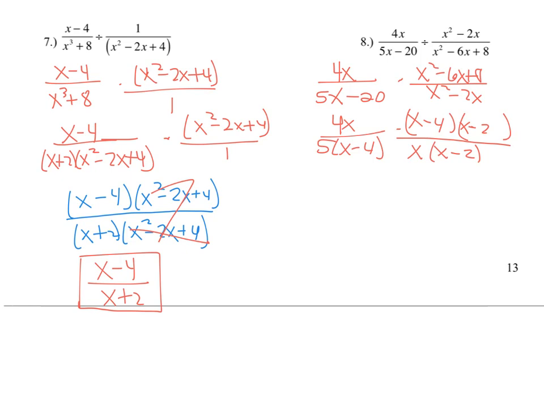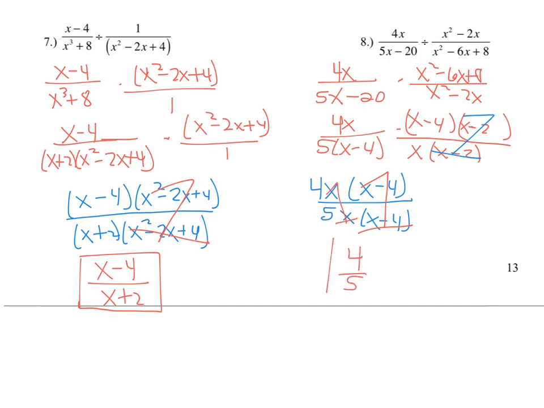And so we see x minus 2 being divided by x minus 2. And if we multiply straight across the numerators, we've got 4x times x minus 4 over 5 times x minus 4. So x minus 4 divided by x minus 4 is 1. X divided by x is 1. So the final answer to this problem is 4/5.